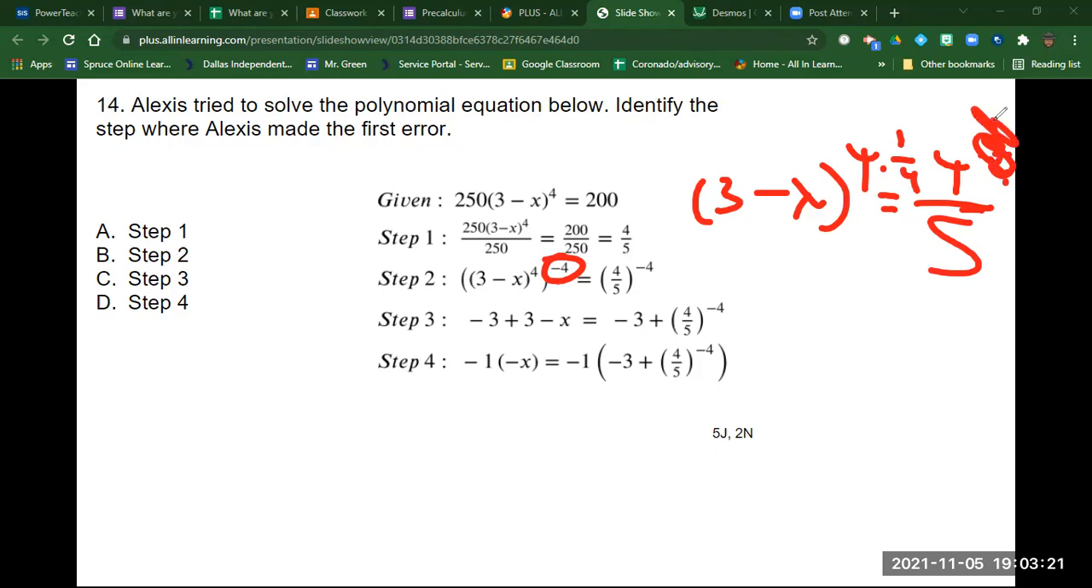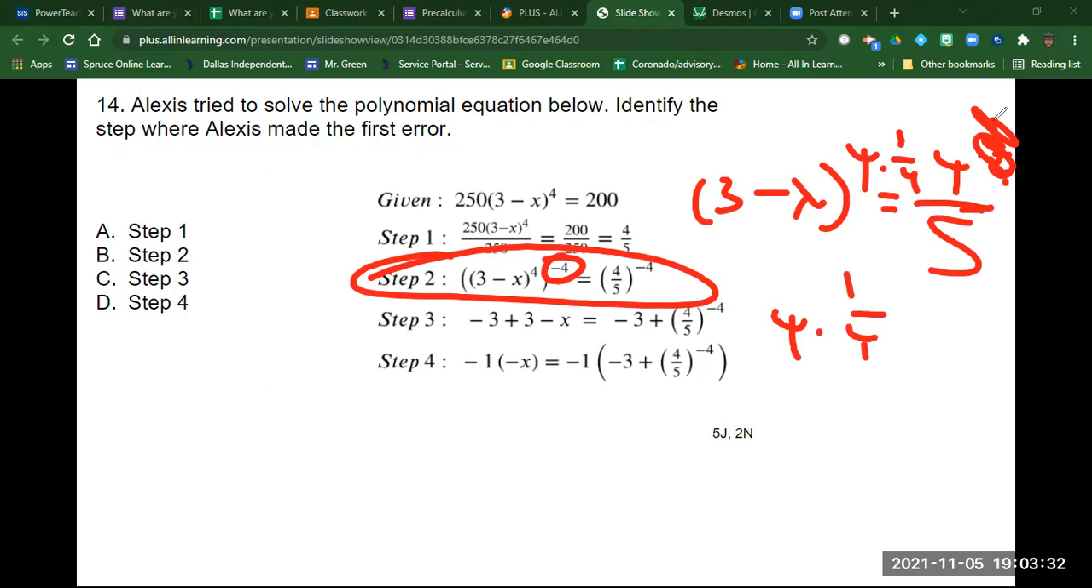What you do on one side, you do on the other. So this is a mistake right here. The way you get rid of this 4 is that you multiply it times 1/4. You don't multiply it times -4. That's the first error. Right? Let's keep going.